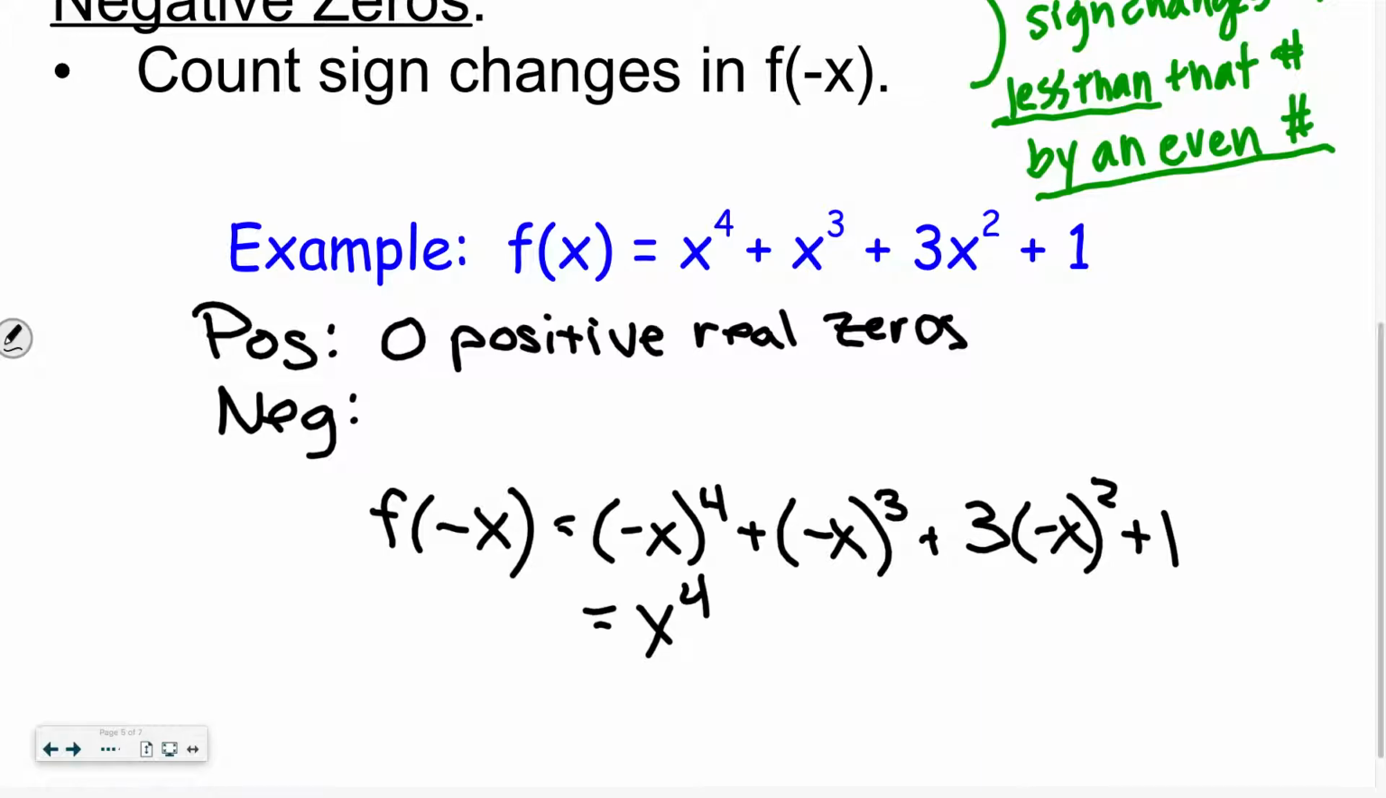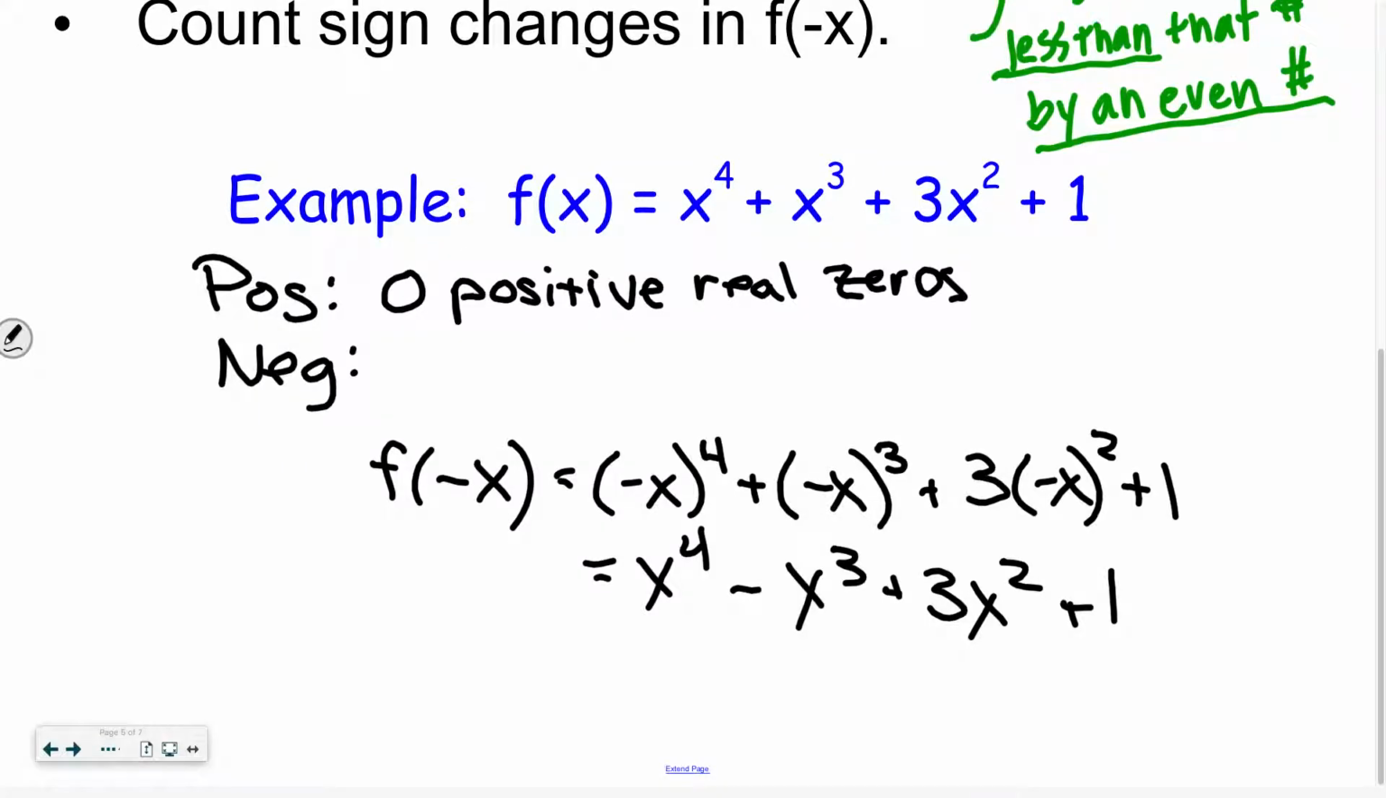Negative x cubed, that'll be a negative, so it'll change signs. It's now negative x cubed. This one will stay positive because negative x squared is positive x squared, so it's going to be plus 3x squared. And then plus 1 doesn't have an x, so that's not going to change signs either. It has an even exponent of 0 on it. Okay, so now let's count our sign changes for f of negative x. We go from positive to negative, and then negative to positive, so we have 2. So we say 2 or 0.